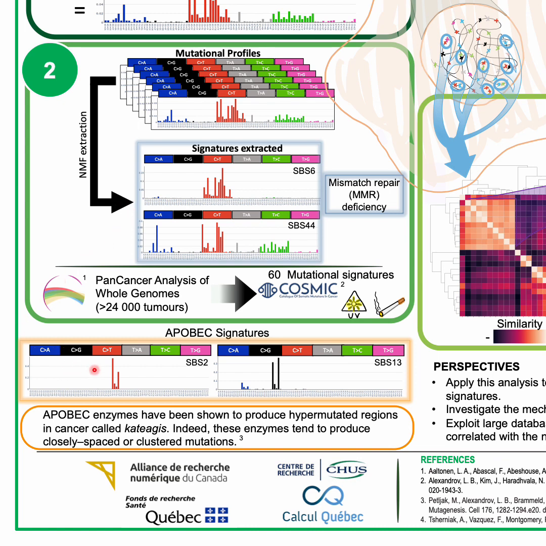Well, here, for example, we have 2 signatures associated with the activity of APOBEC enzymes, which have been shown to produce hypermutated regions in cancer. With that said, we would expect that these signatures should be easier to detect by only looking at mutations really near one another, which brings me to our analysis.